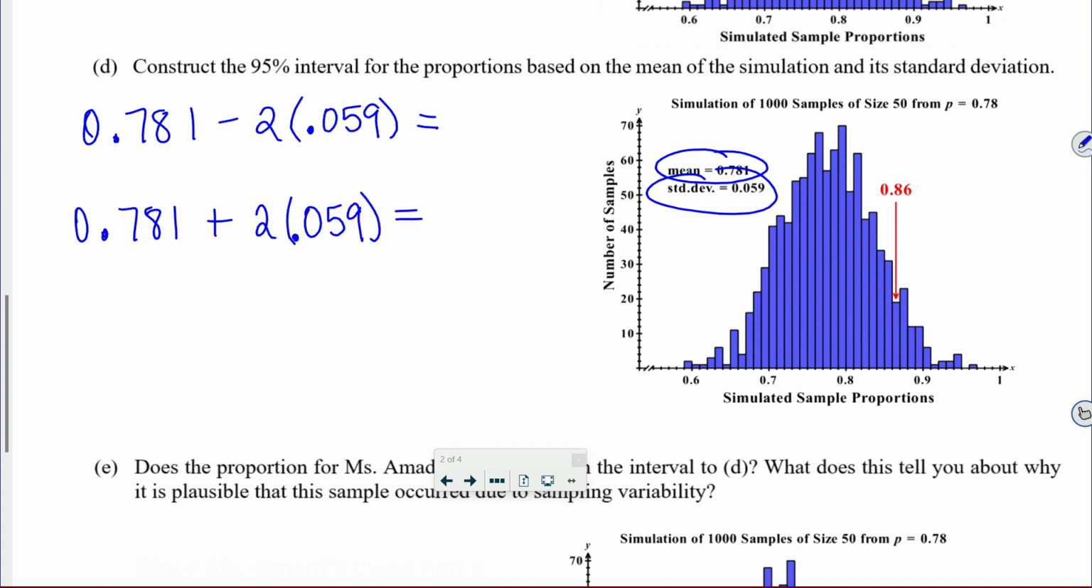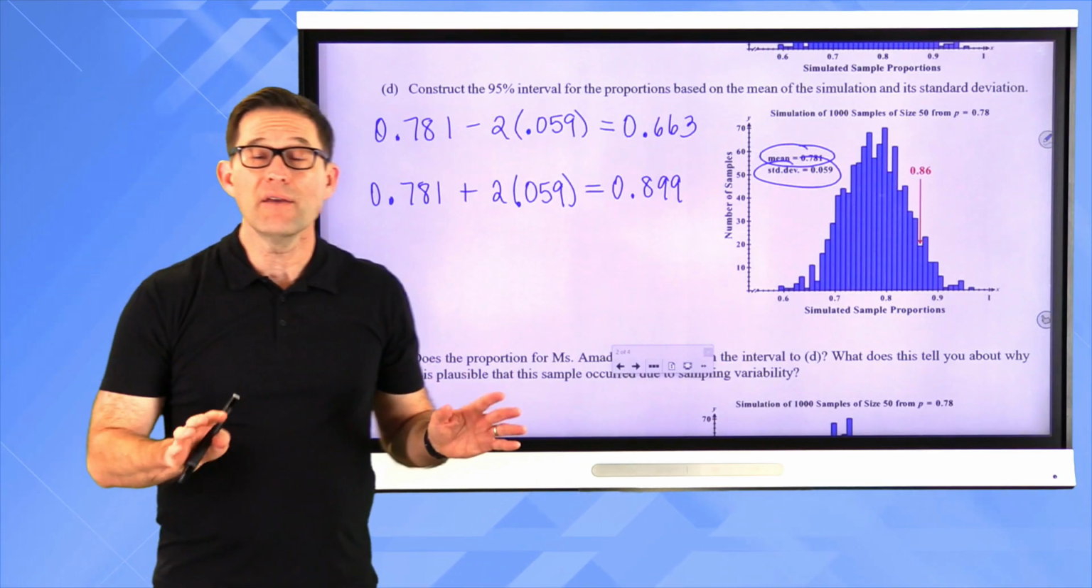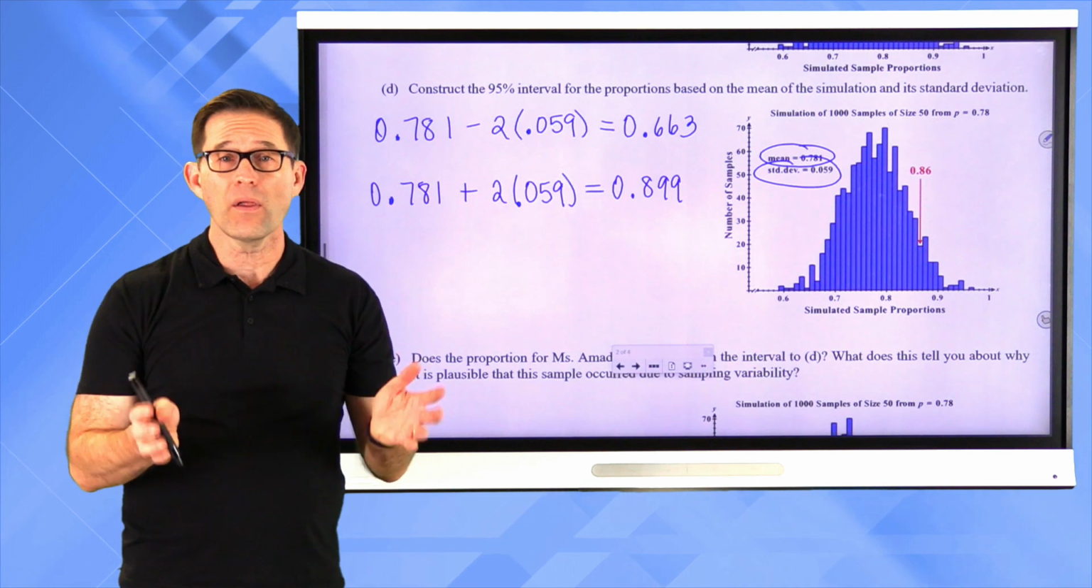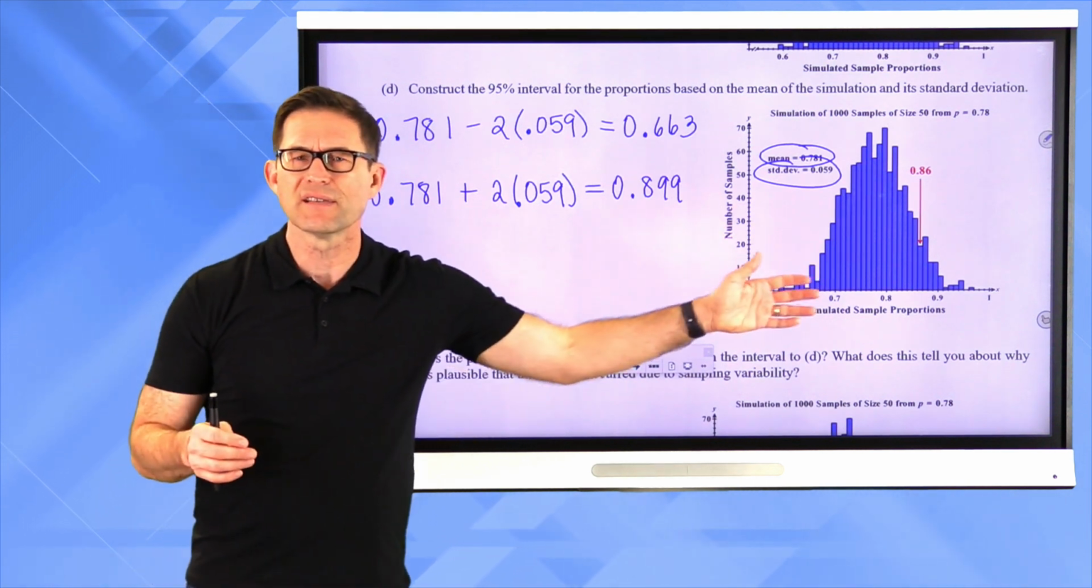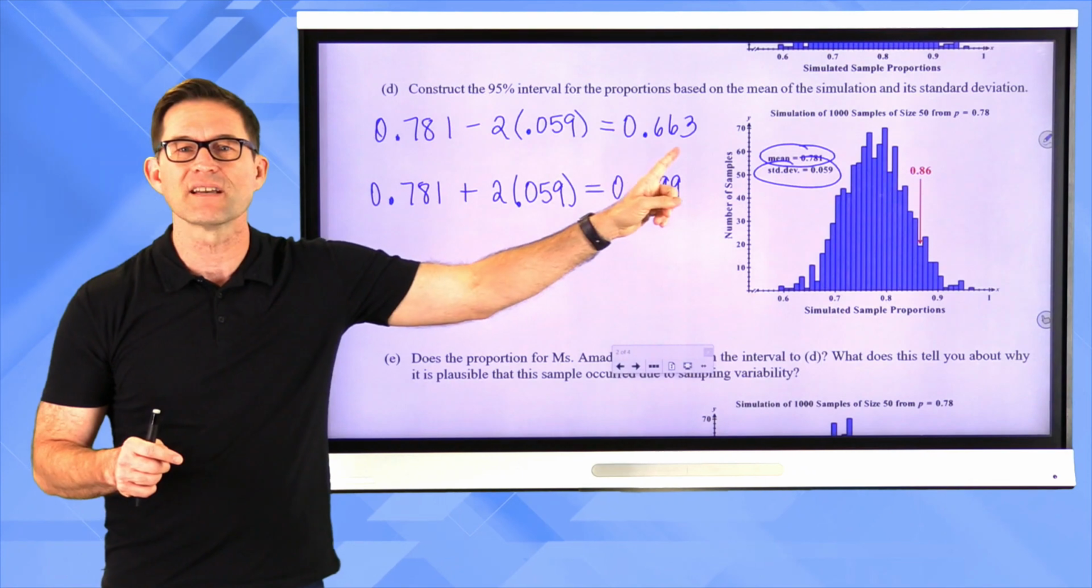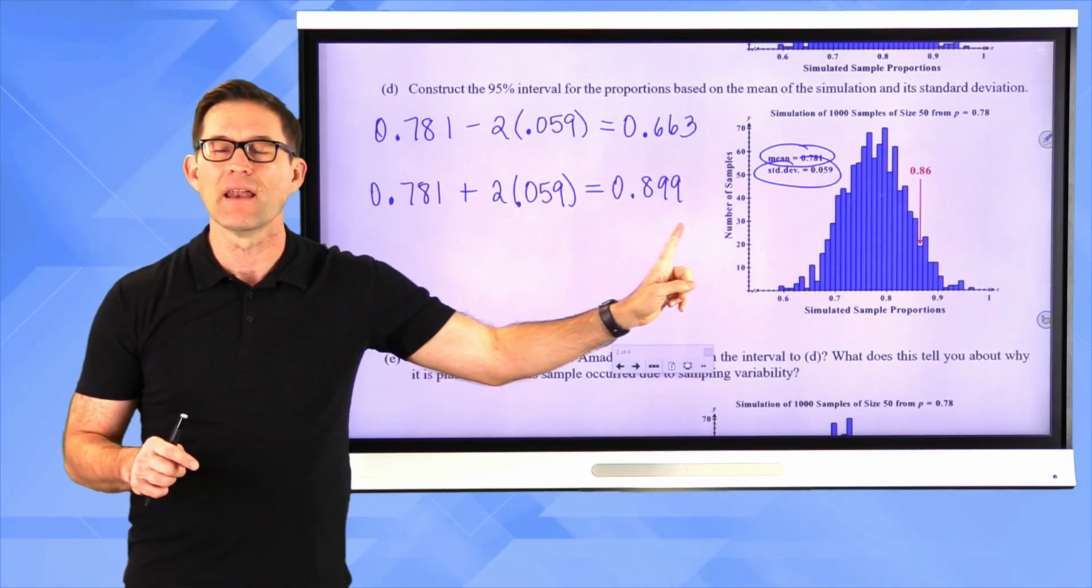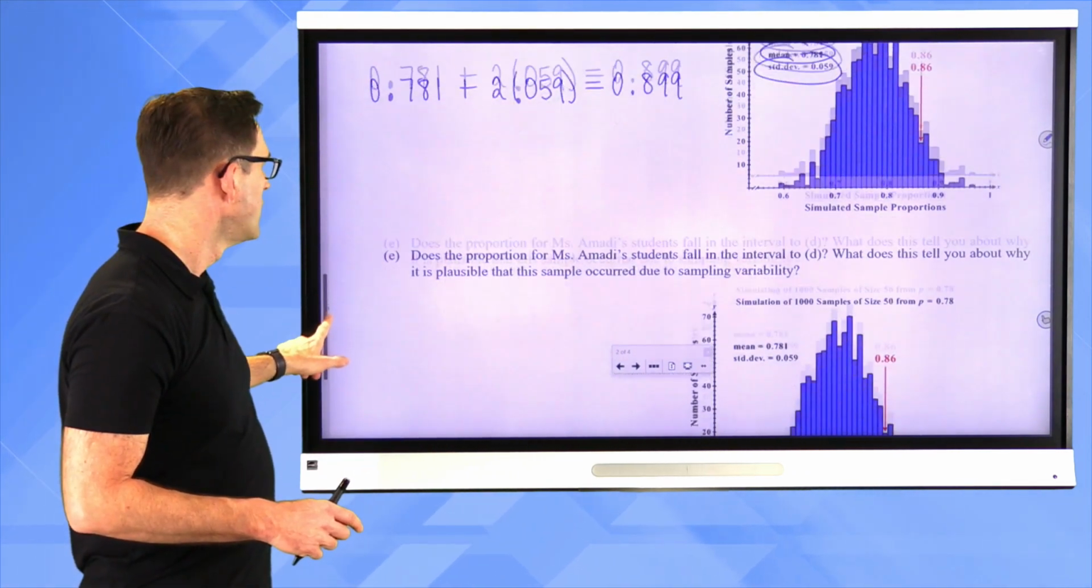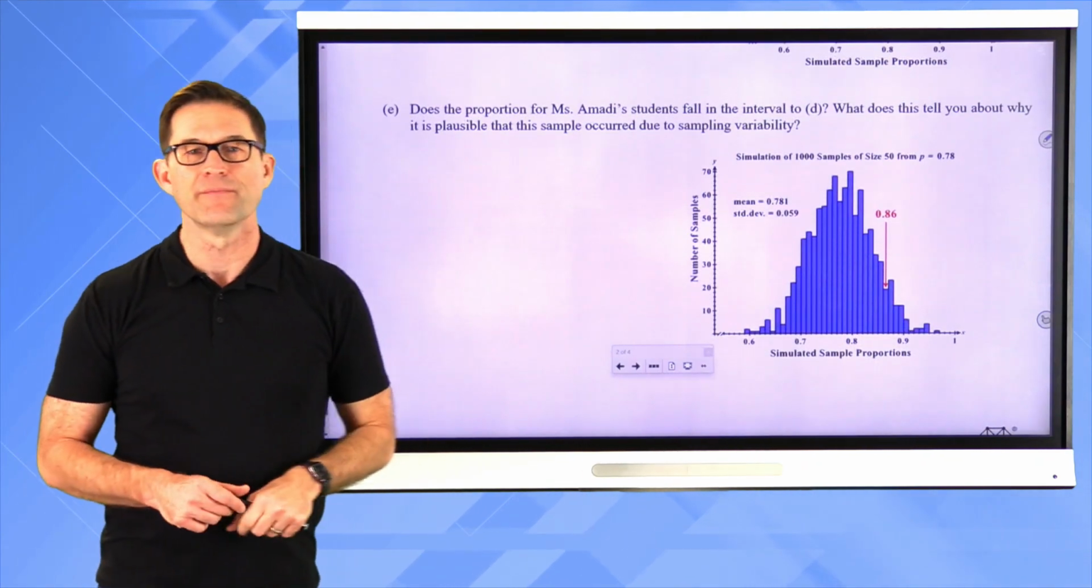Remember, according to the normal distribution, 2 standard deviations above and below encapsulates 95% of all the values. This will be 0.663. This will be 0.899. All right, so there's our interval. So 95% of all of our simulated sample proportions are going to fall between 0.663 and 0.899. Awesome.